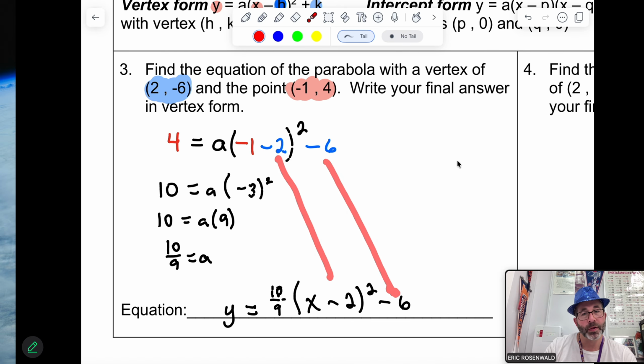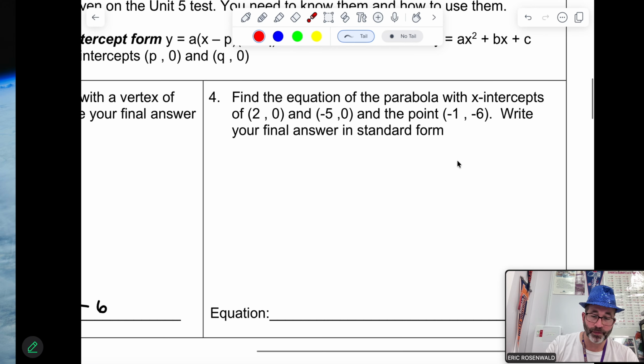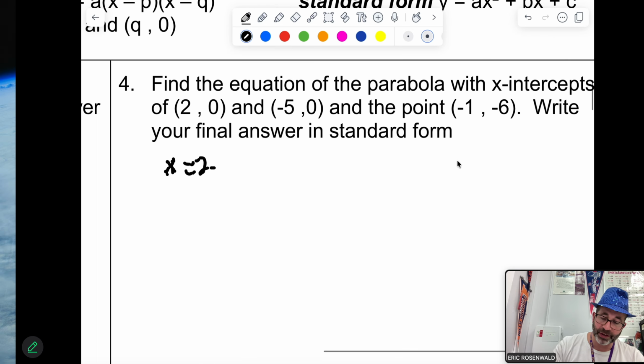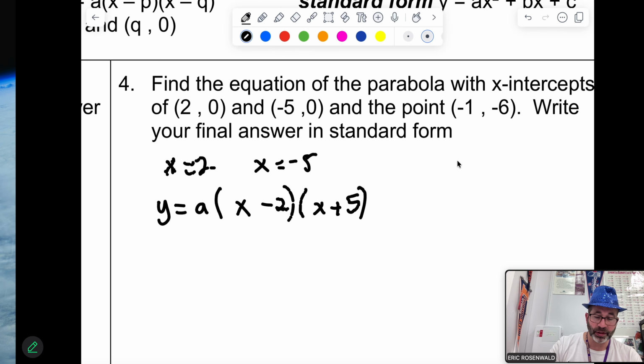Okay? All right, let's go to the next one, number 4, and we'll check our answers here in a few minutes. Find the equation of the parabola with the x-intercepts. So they're giving me that the x-intercept is equal to 2, and they're giving me an x-intercept of -5. So what they're doing is they're giving me 2 of the x factors, which means if I set this up, we have y equals a times x minus 2. Excuse me, again, we just use the opposite. And then we have x plus 5. And again, we're just using the opposite.